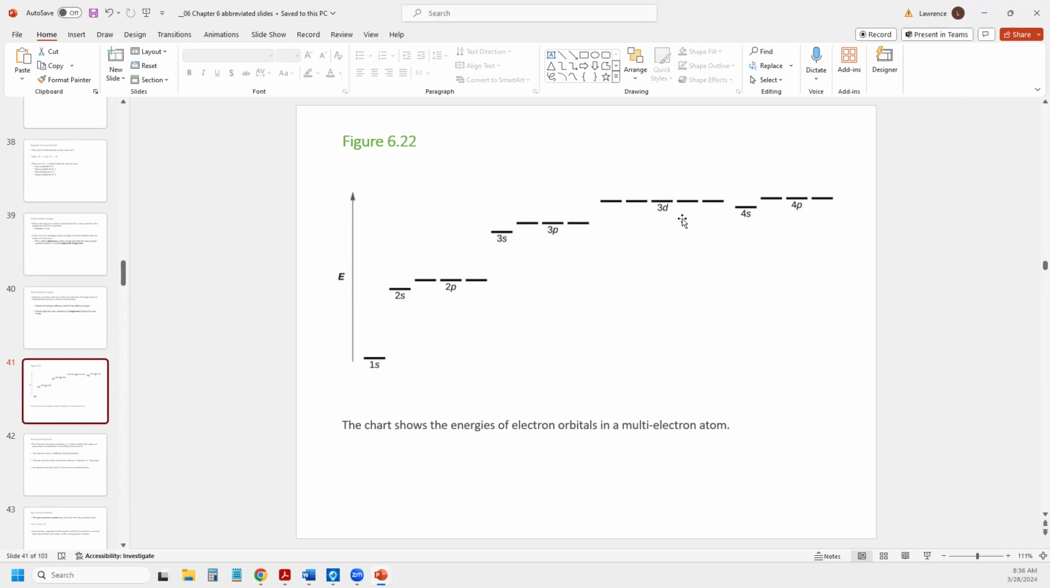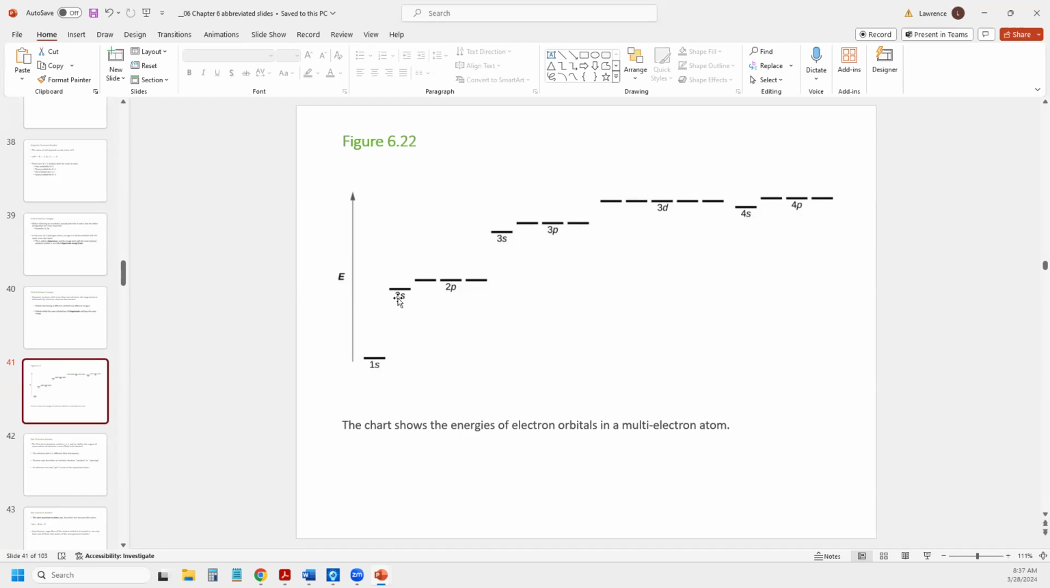It all makes sense. Go 1s, 2s, 2p, 3s, 3p, and then slow down. After 3p, slow down and think a little bit: okay, wait, this is where I need to make a change. I need to consider the 3d versus 4s.